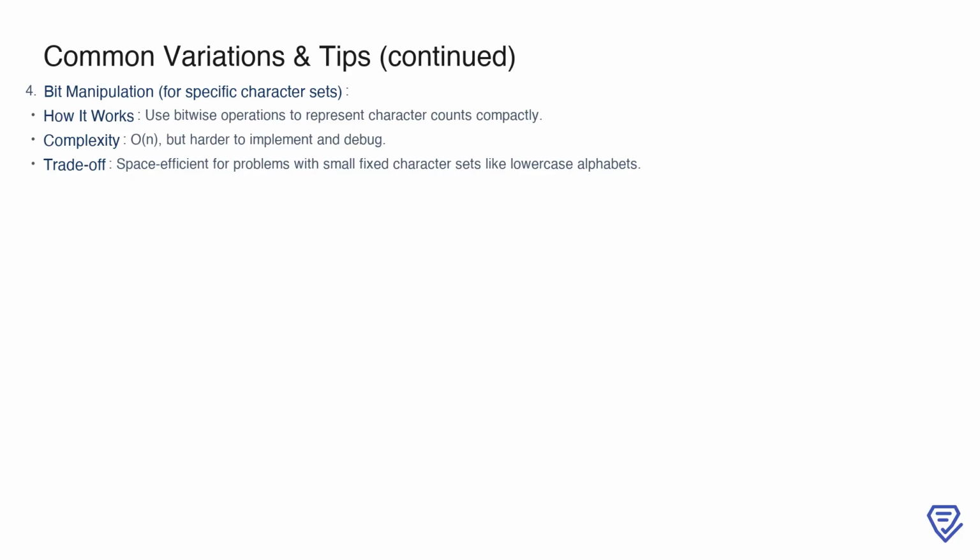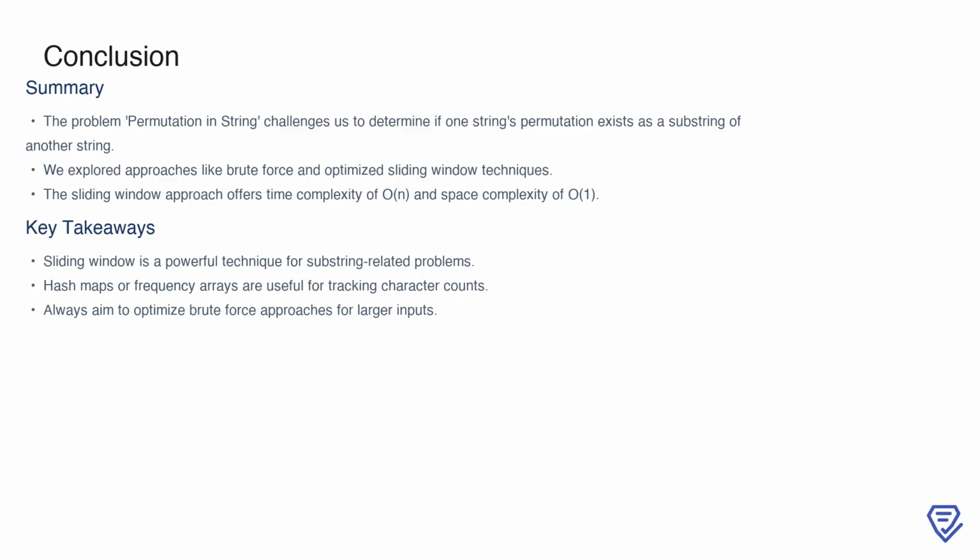The trade-off here is between complexity of implementation and space efficiency. While this approach may not be the most beginner-friendly, it's a valuable tool for advanced problem-solving in scenarios where memory usage is a critical consideration. Great job! We've successfully tackled problem number 567, permutation in string. Remember the power of the sliding window technique for similar problems.